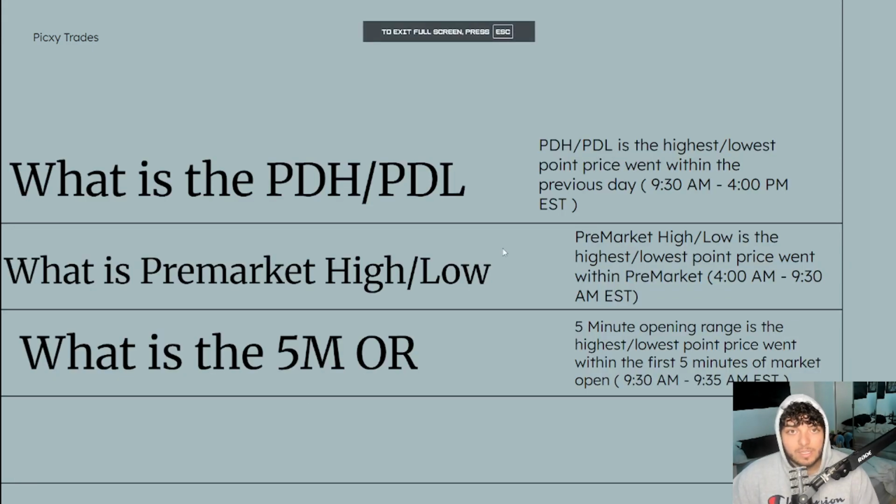Now, what do these key levels mean? What is the previous day high and what is the previous day low? So to put it in simple terms, in my opinion, simplicity is key when it comes to trading because trading is already hard enough. So previous day high and previous day low is the highest and lowest point price went within the previous day.